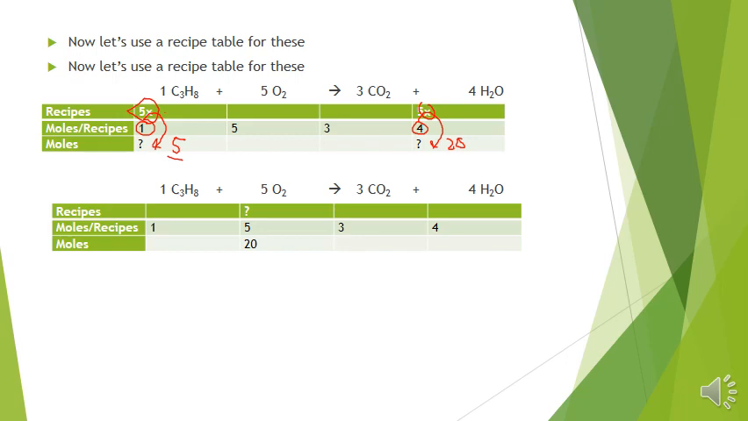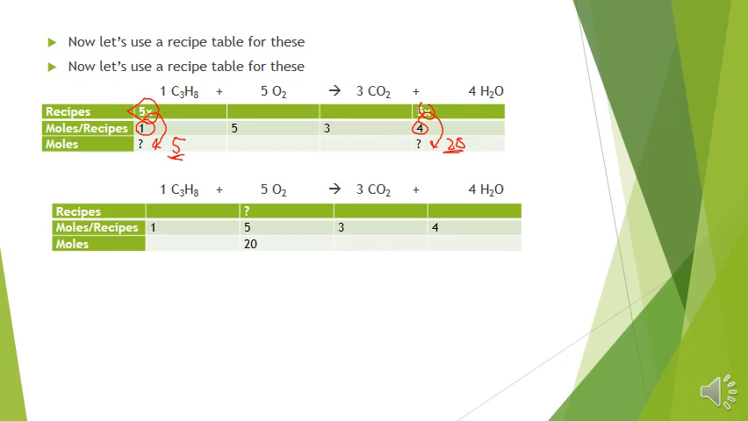Now, what I want you to take a look at is the moles per recipe and the moles here. The ratio of propane to water is 1 to 4. And if you notice, the ratio is still the same when we figure out the moles, 5 to 20.